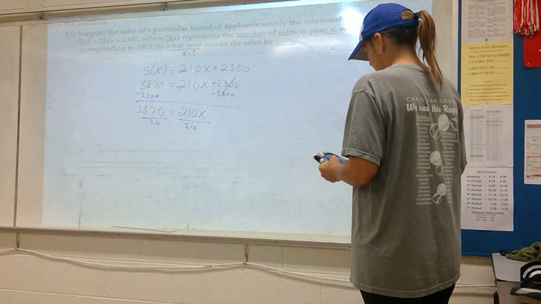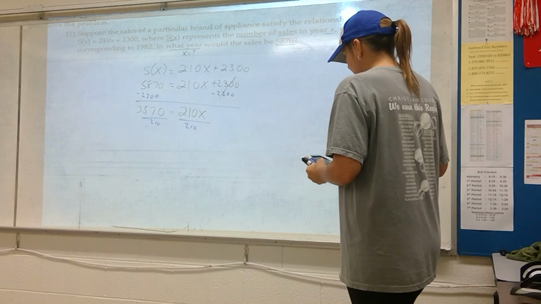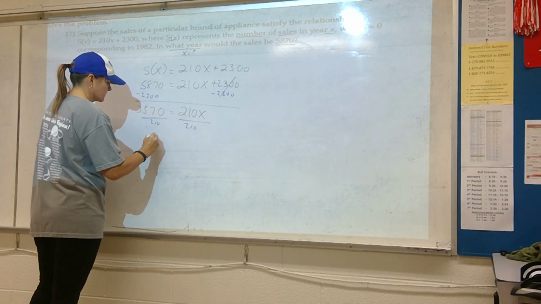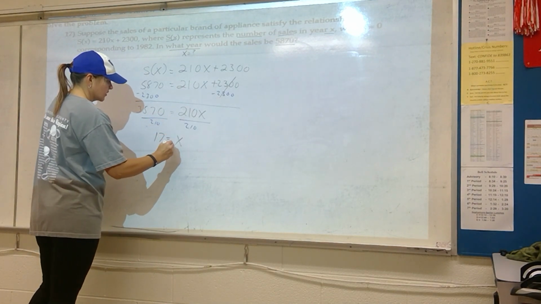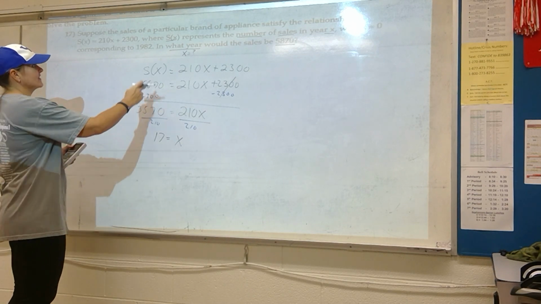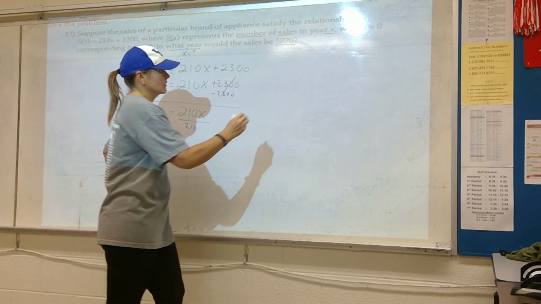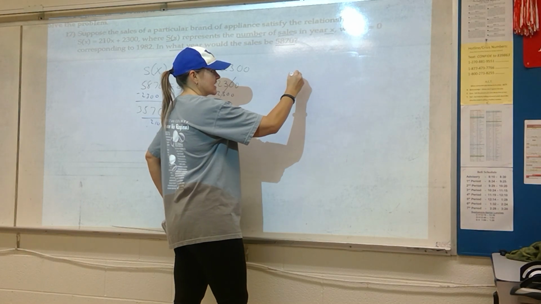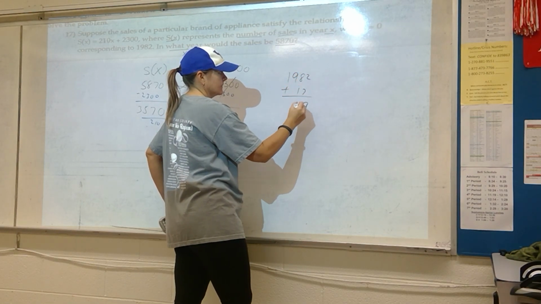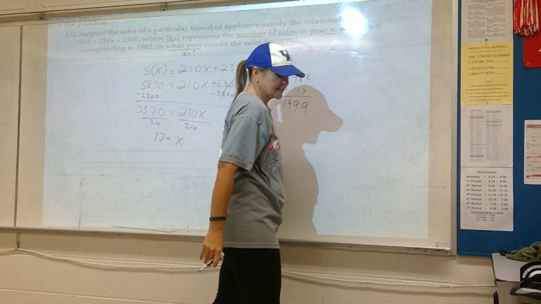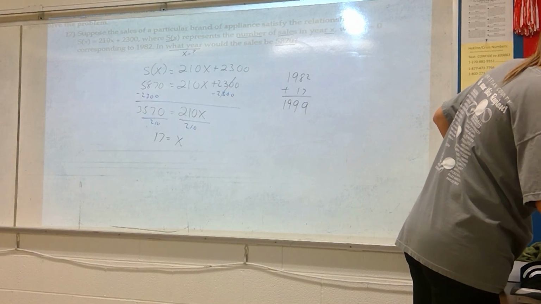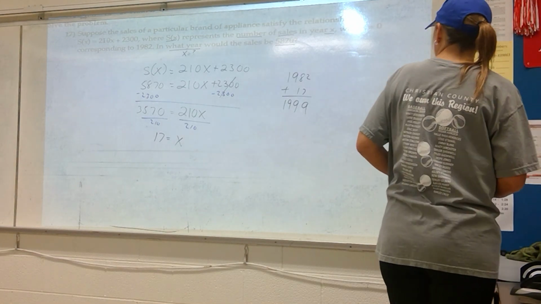And I got 17. Now, you gotta make sure you read the question. Are you gonna say in year 17 is when they added sales? No. You're gonna add 17 to the 1982, because it's 17 years after 1982. So when you add 17 to that, you get 1999, which should be the correct answer. Let's check. Yes, it is.